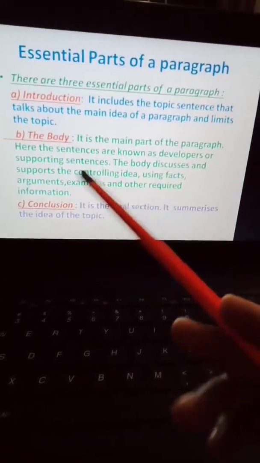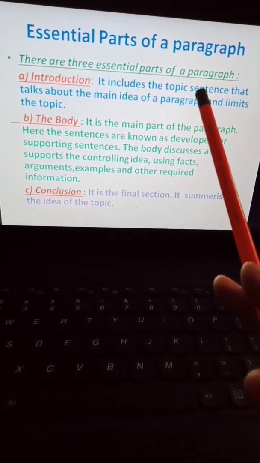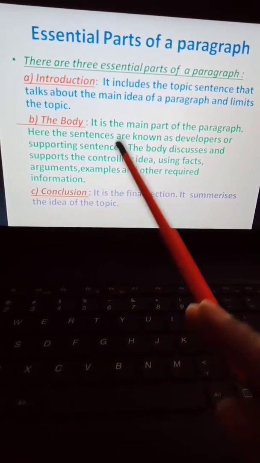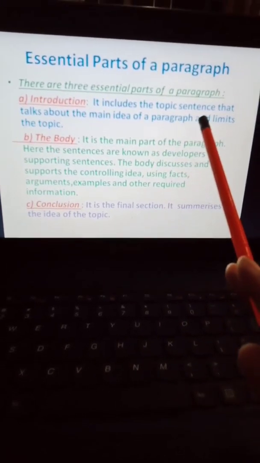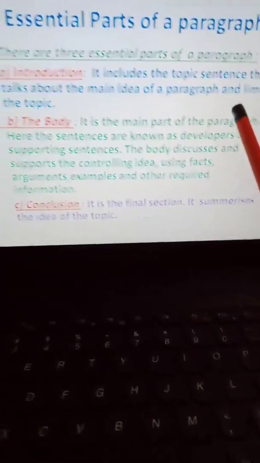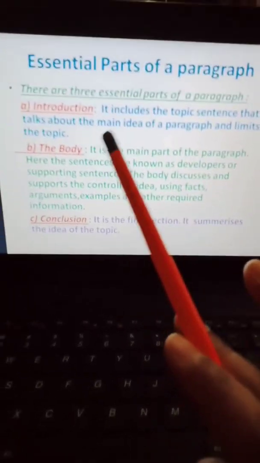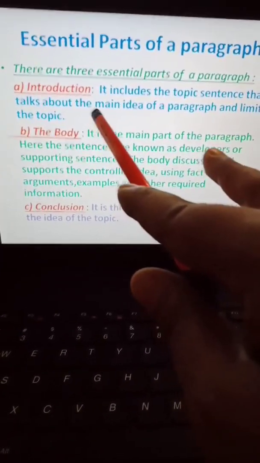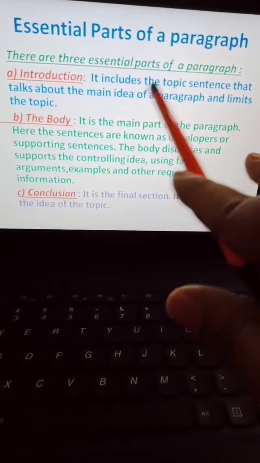Okay. So in this slide, I'll show you the essential parts of a paragraph. So there are three essential parts of a paragraph. These are introduction, the body, and conclusion. What does an introduction do? Introduction includes the topic sentence that talks about the main idea of a paragraph and limits the topic. So here this sentence gives you the idea of introduction, and it also explains the topic sentence as well.